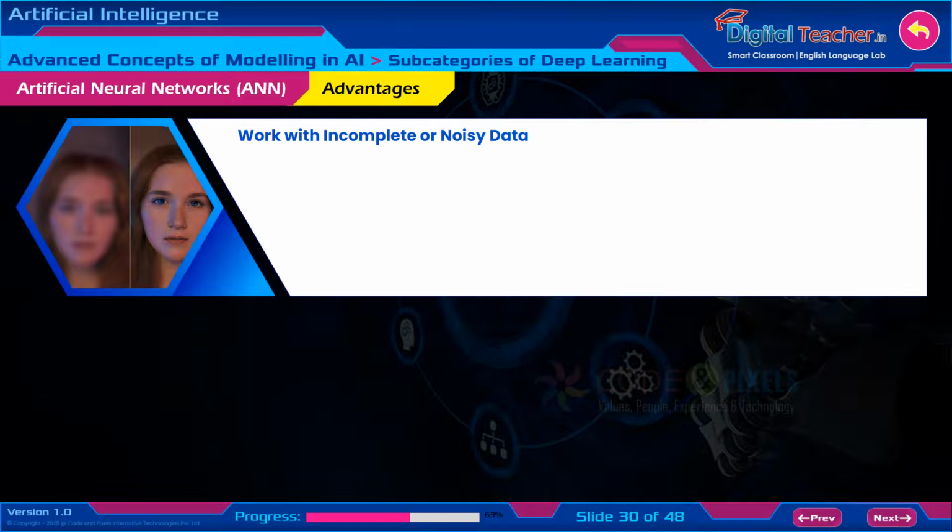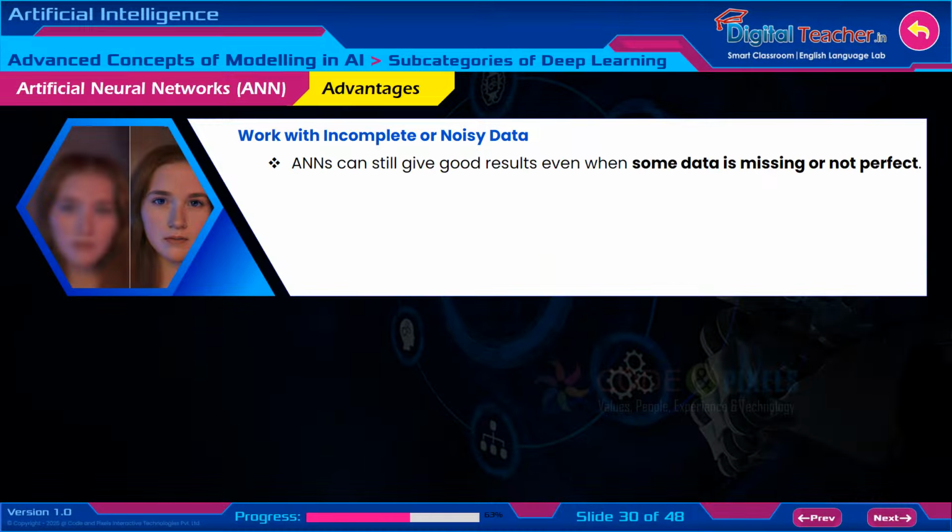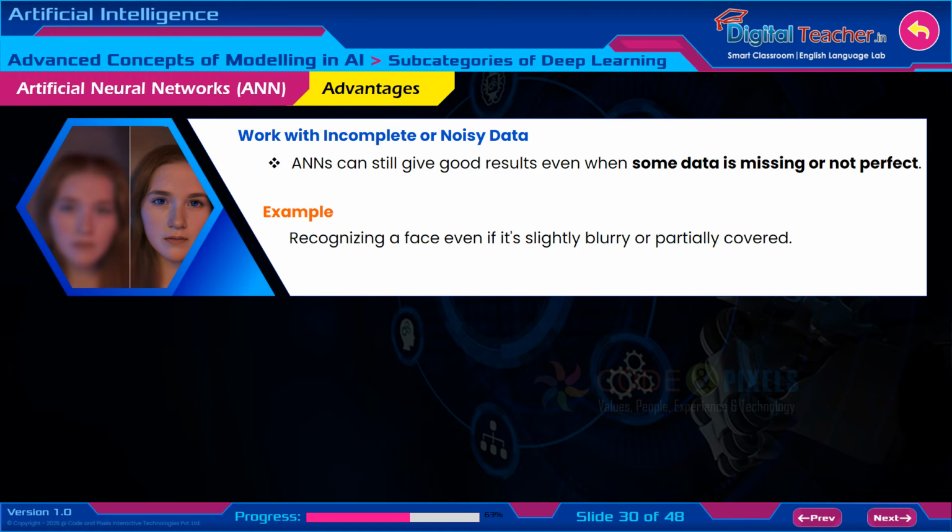Work with incomplete or noisy data. They can still give good results even when some data is missing or not perfect. Example: recognizing a face even if it's slightly blurry or partially covered.